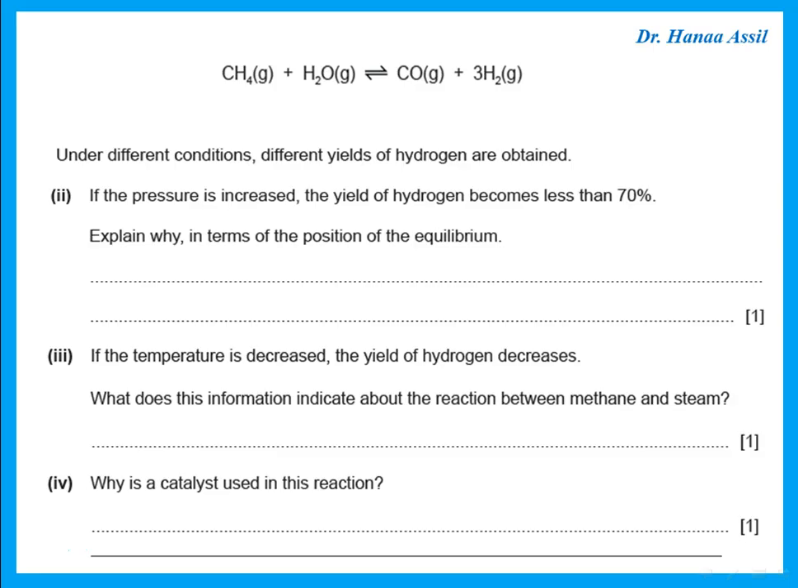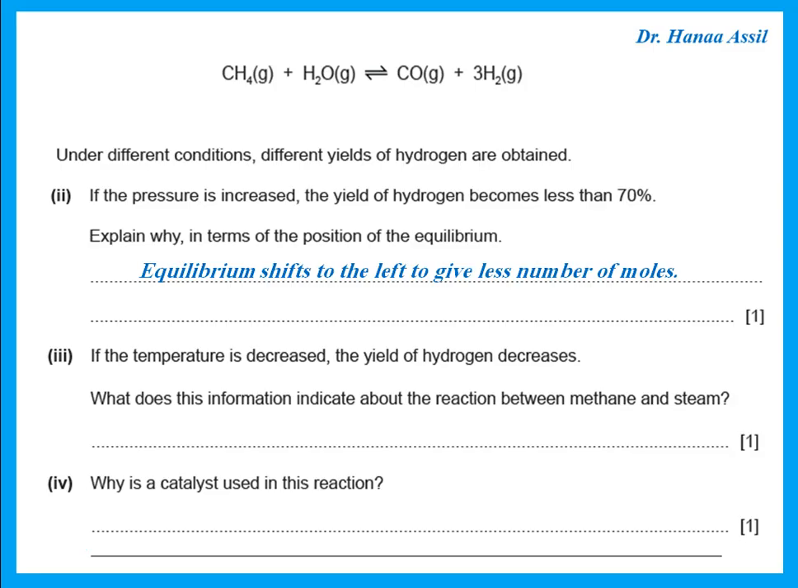Forward or backward? If I go forward to the right, I make 1 mole of CO and 3 moles of hydrogen, that is 4 moles. If I go to the left, then we make 1 mole of methane and 1 mole of water, that is 2 moles. And we said, increasing the pressure, the reaction goes to the side with less number of moles, so the equilibrium shifts to the left to give less number of moles, and that means I will get less of the hydrogen product.